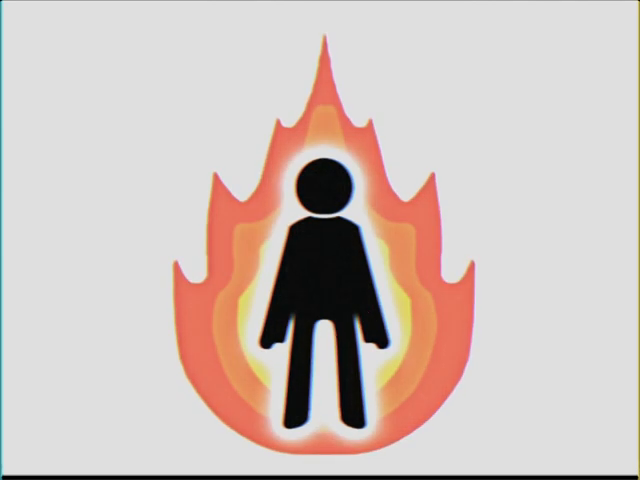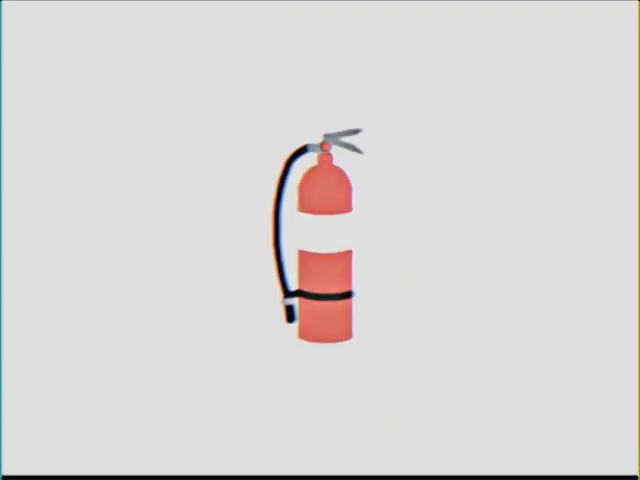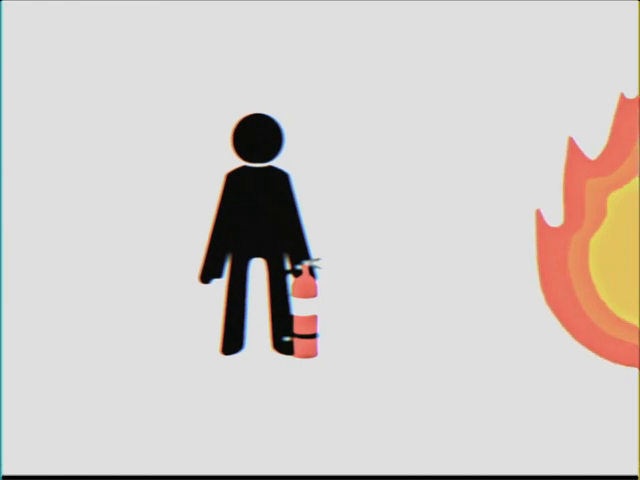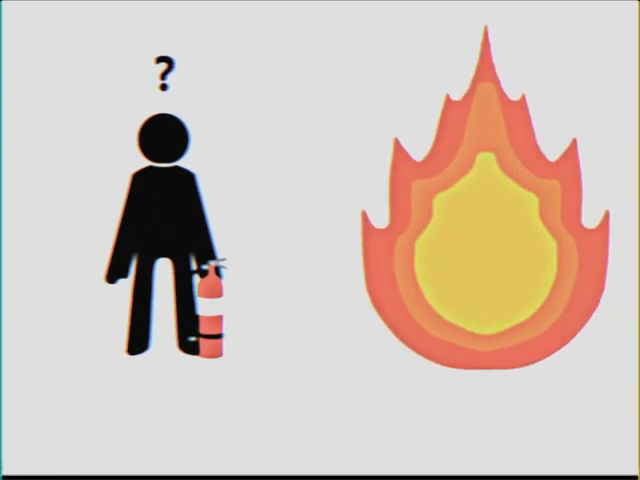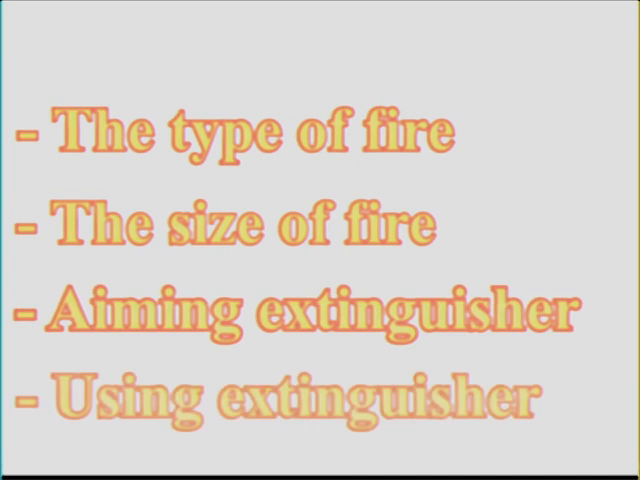The first module of this safety video is fire prevention. Fire extinguishers. You see them everywhere. But have you ever thought about how to operate one in an emergency? There are important factors to consider, such as the type of fire, the size of the fire, where to aim the extinguisher, and how to use it.